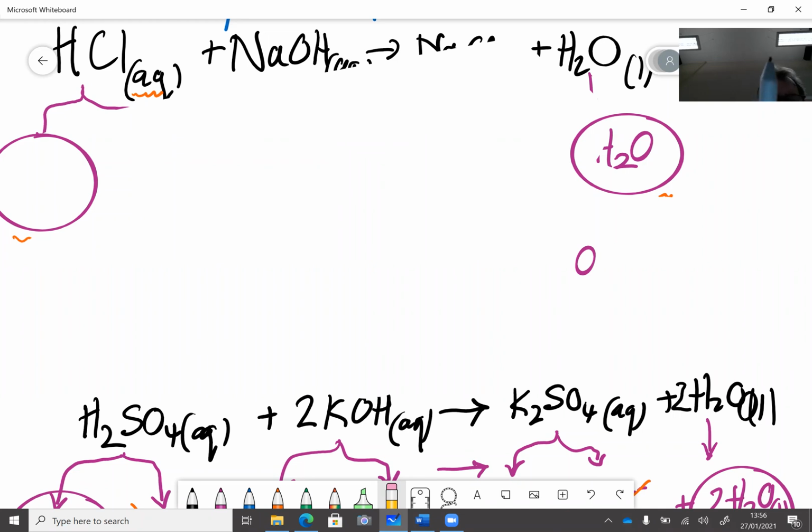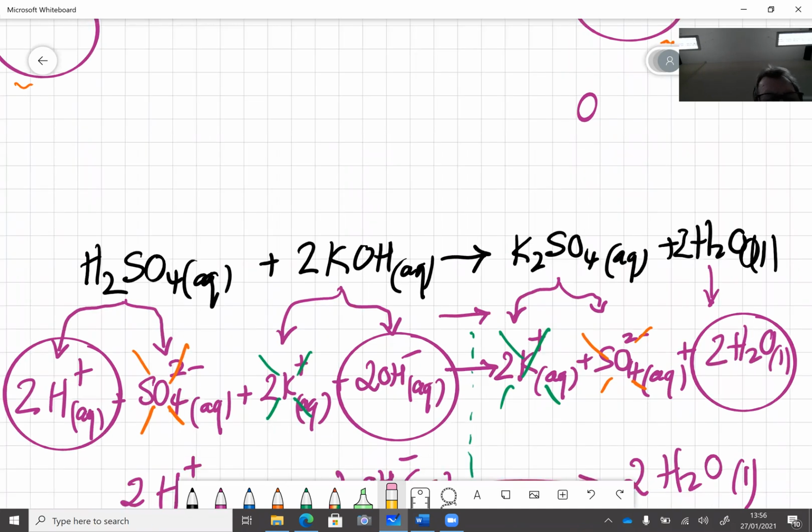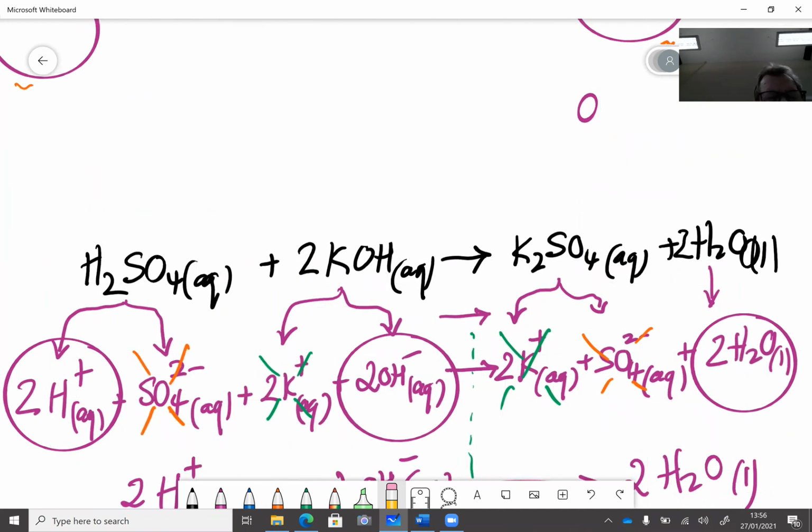So I split them up. H2SO4 splits into 2H plus, SO4 2 minus. 2KOH, 2K, 2OH. K2SO4, 2K, SO4. So I put them all down. Then remove the ones which are the same on both sides, the spectator ions. And then I'm left with 2H plus, 2OH minus, 2H2O. So that is the equation.